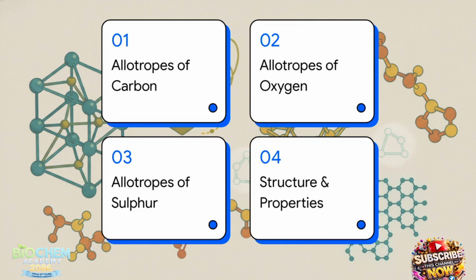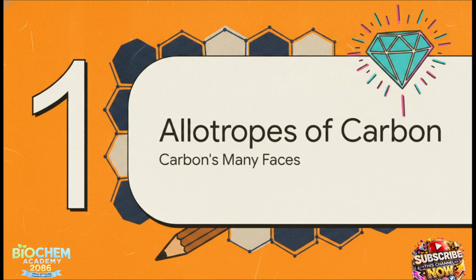To really prove this golden rule of chemistry, we're going to explore the fascinating allotropes of three different elements today. First up, carbon's many faces. Second, the oxygen twins. Third, shifting sulfur crystals. And finally, number 4, we'll wrap up by cementing our core theme, how structure dictates properties. All right, section 1, carbon's many faces.